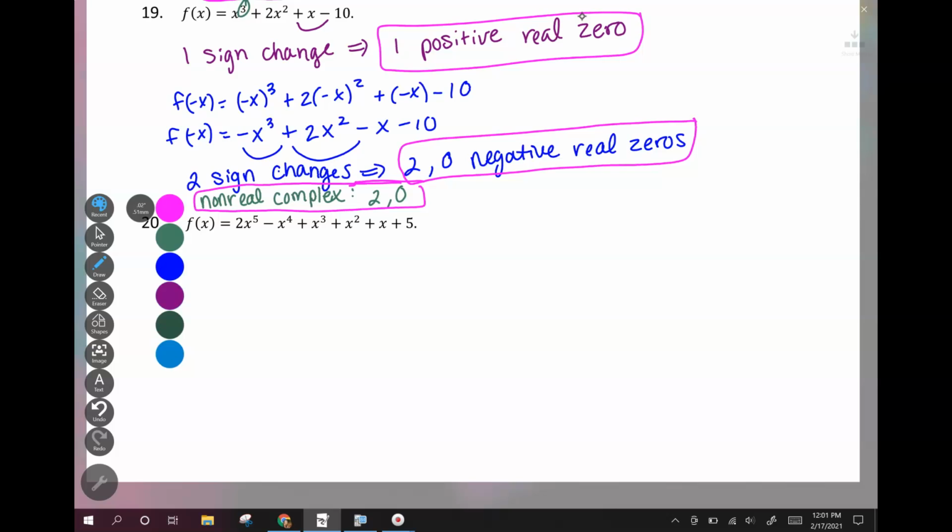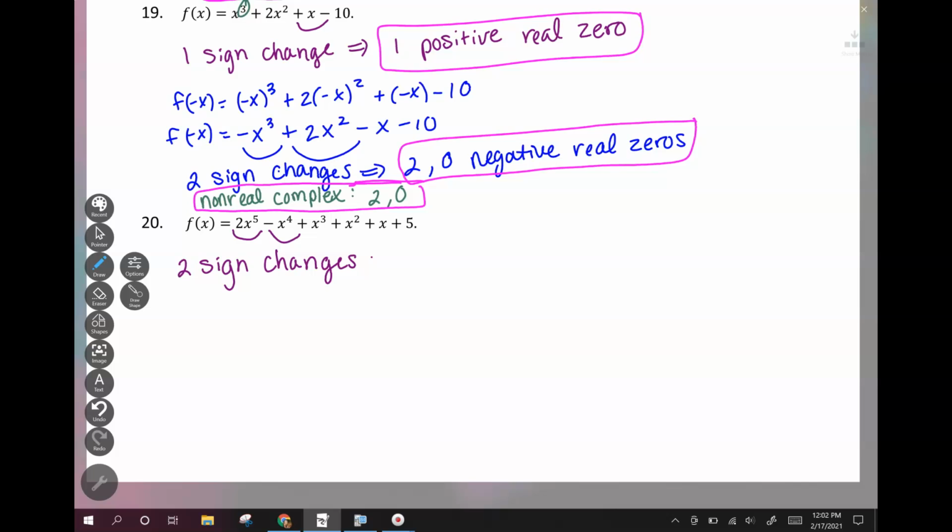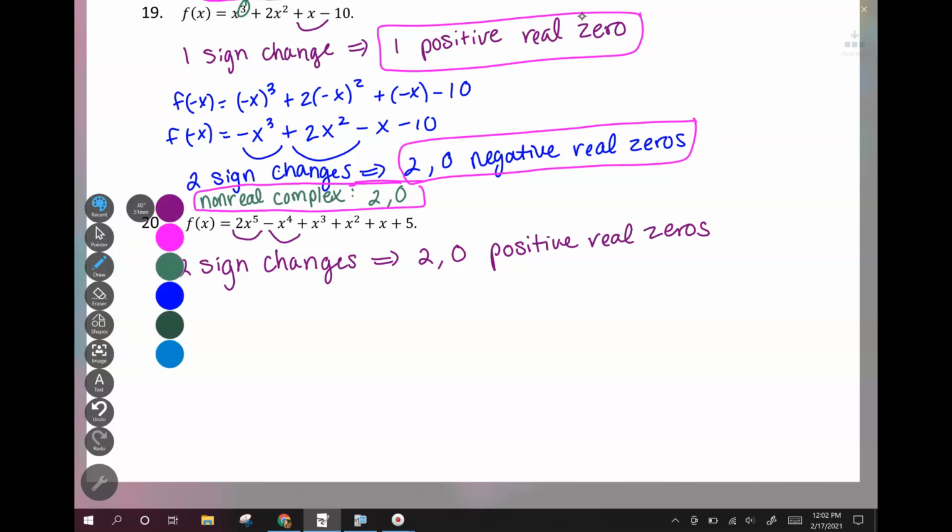All right, let's do one more. So count your sign changes: positive to negative, negative to positive, and that's it. So 2 sign changes on f of x gives us 2, or go down by 2, 0, positive real zeros. Okay, and then we'll do f of negative x.